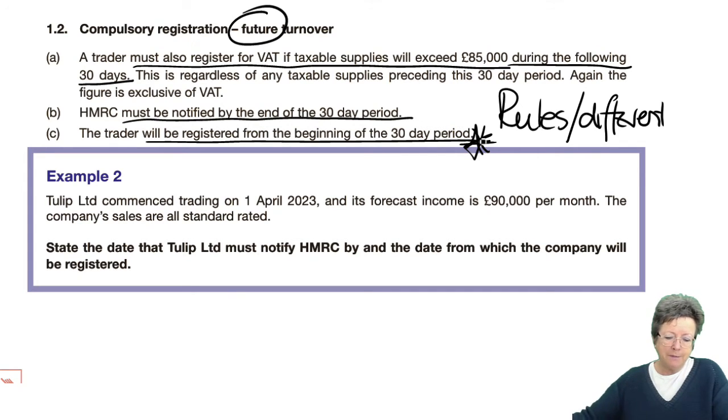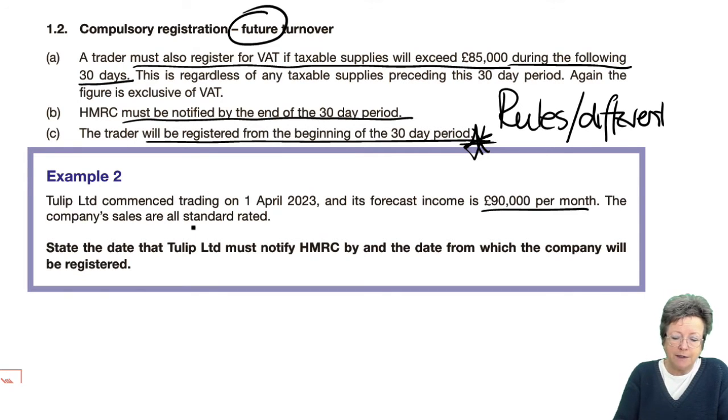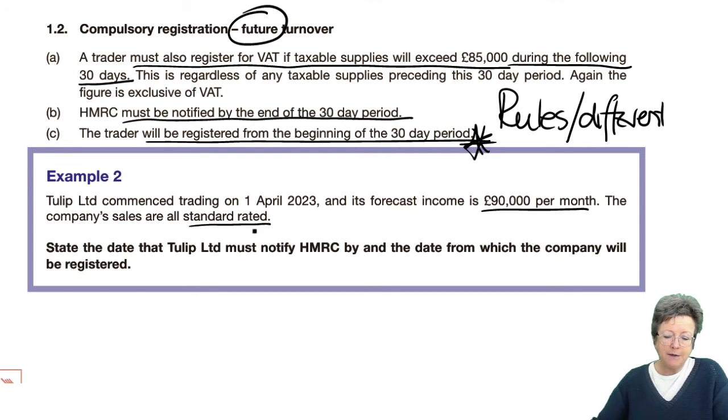So, Tulip Limited commenced trading on the 1st of April. Its forecast income is 90,000 per month. The company's sales are all standard rated, which is what we need. State the date they must notify the revenue by and the date by which they will be registered.